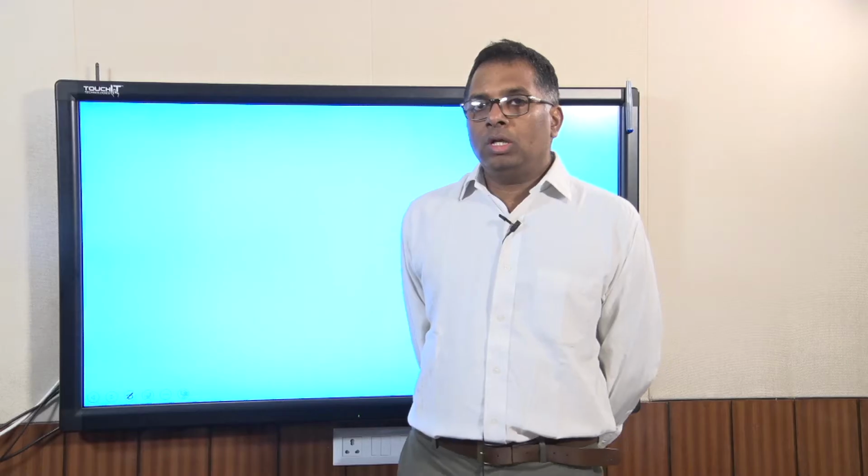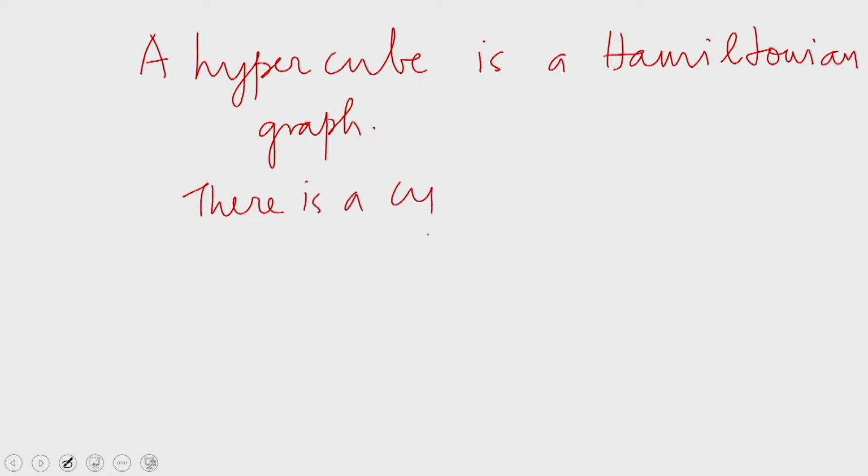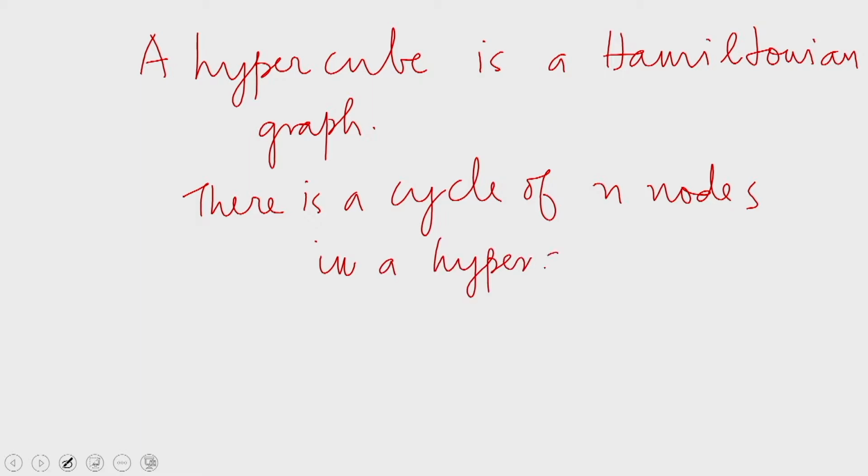In the last class, we saw that a linear array can be embedded on a hypercube, in the sense that a hypercube, when perceived as a graph, is a Hamiltonian graph. What this means is that there is a cycle of size n in a hypercube of n nodes.